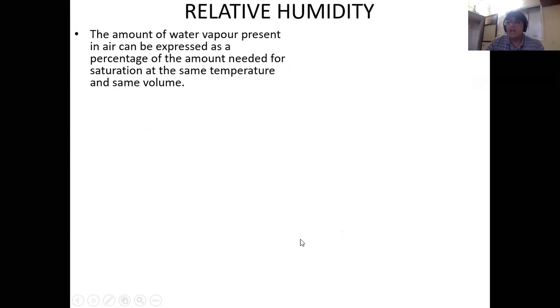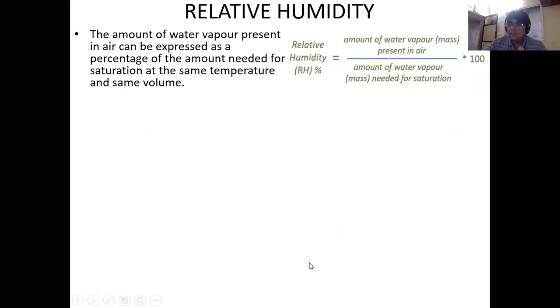रिलेटिव ह्यूमिडिटी. नाउ फर्स्ट हमने एब्सोल्यूट ह्यूमिडिटी देखा, नाउ कम्स द रिलेटिव ह्यूमिडिटी. Amount of water vapor present in air can be expressed as a percentage of the amount needed for saturation at the same temperature and same volume. So see the formula, you will be able to understand. Amount of water vapor that is already present in air and amount of water vapor needed for saturation. Now let me give you an example.